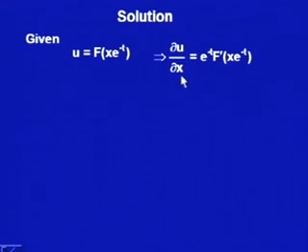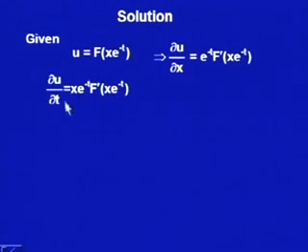The partial derivative with respect to x would be f dash of x times e to the power minus t, and the derivative of x times e to the power minus t with respect to x would be e to the power minus t. Dash means the derivative with respect to this whole function as one variable. Similarly, del u over del t is x times e to the power minus t f dash of x e to the power minus t.